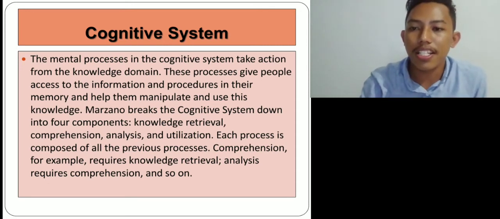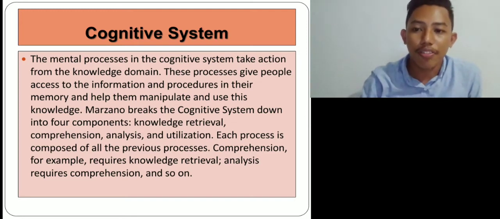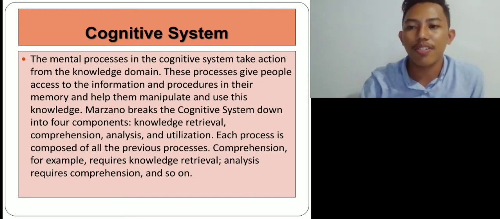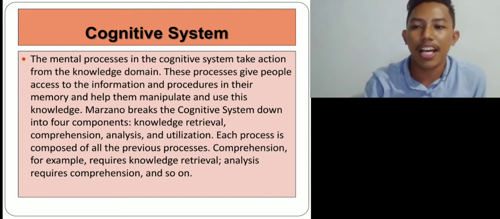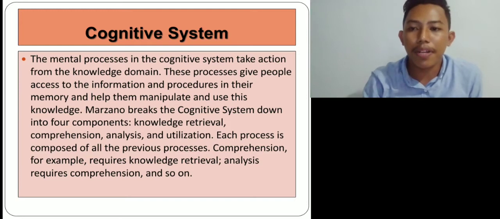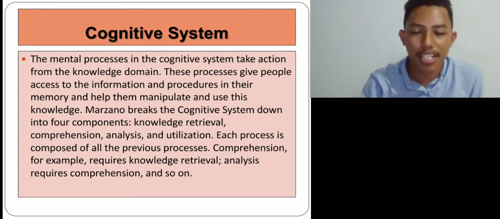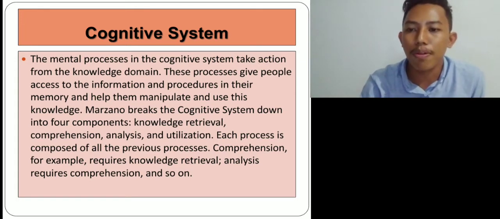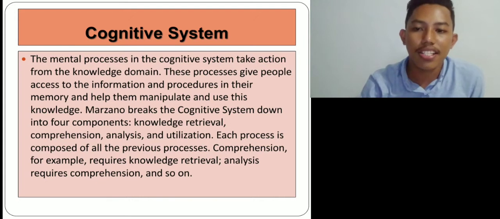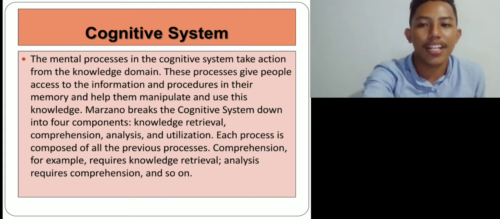So the mental processes in the cognitive system take action from the knowledge domain. These processes give people access to the information and procedures in their memory and help them manipulate and use this knowledge. Marzano breaks the cognitive system down into four components: knowledge retrieval, comprehension, analysis, and utilization. Each process is composed of all the previous processes. Comprehension, for example, requires knowledge retrieval, analysis requires comprehension, and so on.